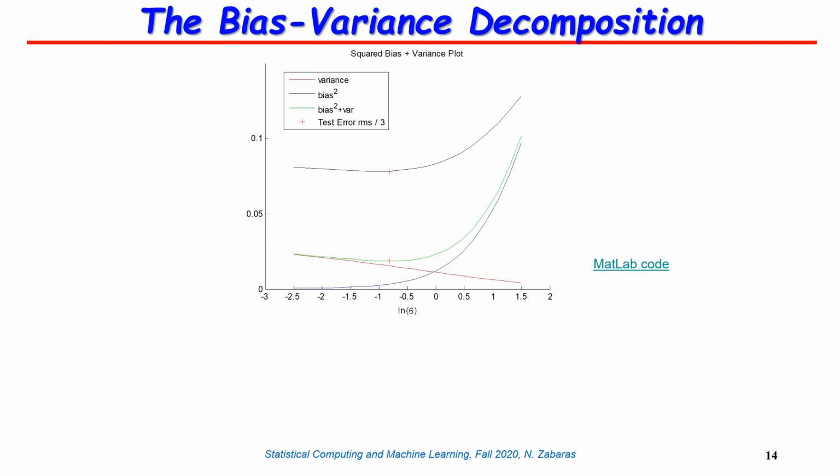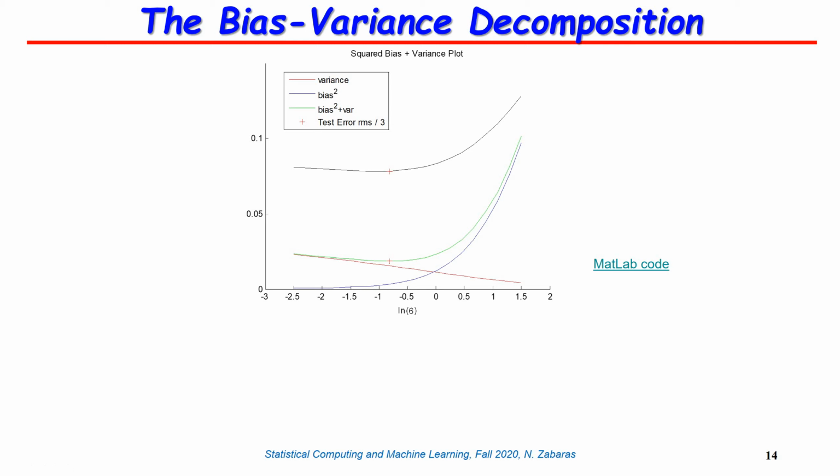Now let's look at our regression problem. This is exactly the problem that we have looked at in the past, and you can click if you want the MATLAB code to see the details. What we're doing here is plotting the various expected errors versus log of lambda. On the horizontal axis, we have the log of the regularization parameter.